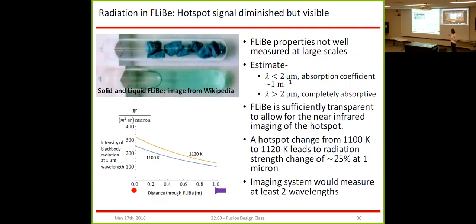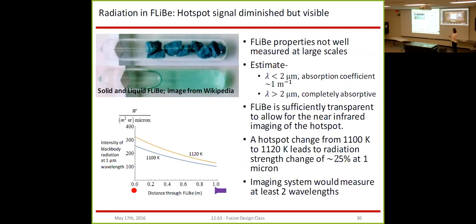You see that in my second bullet point here. At wavelengths below 2 microns, we're saying that flibe has an absorption coefficient of roughly 1 inverse meter. So you'll have some absorption, but not too much. And at longer wavelengths, above 2 microns, the flibe will be completely absorptive and you won't be able to get any information out. Now, that is a bit of a constraint when you're imaging blackbody spectrums, because blackbodies are, of course, stronger at longer wavelengths, but we still think you'll be able to get enough information out.